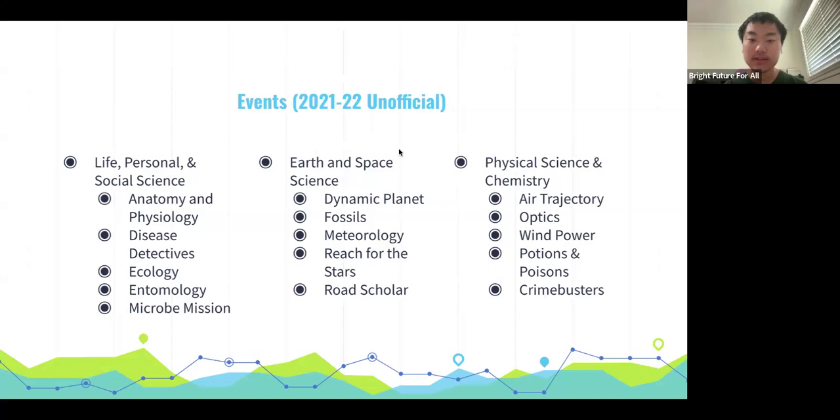But yeah, I think for next year, for example, Dynamic Planet is going to be tectonics and stuff. So even within these events, there's going to be some variations.